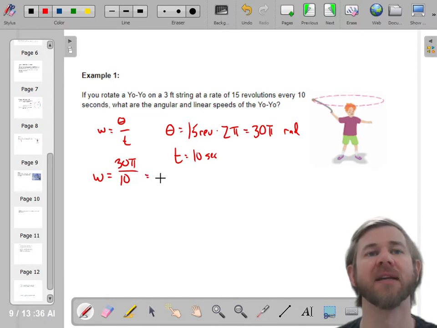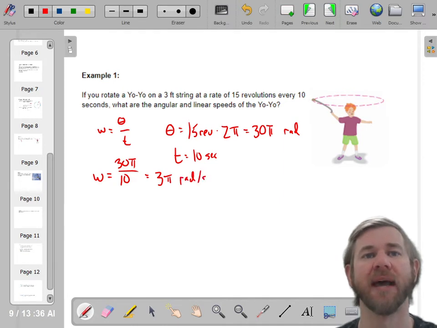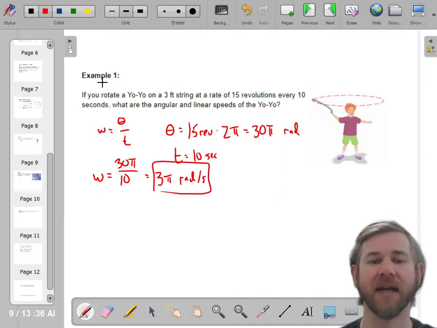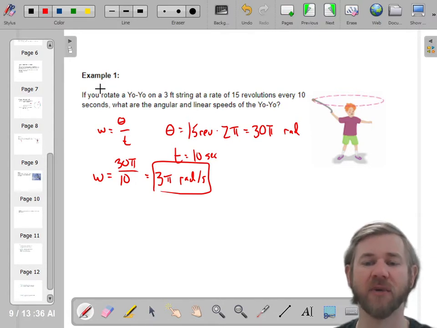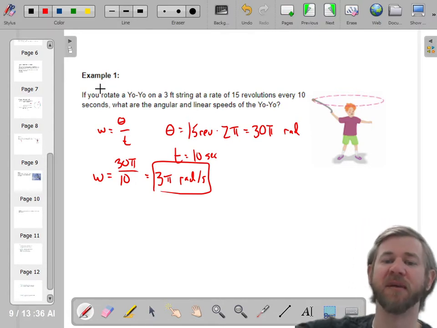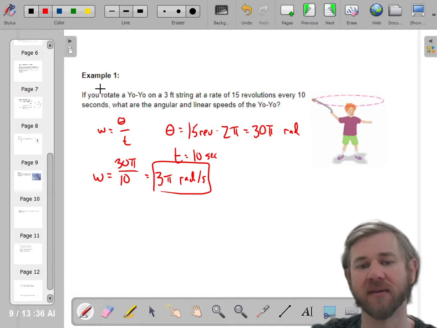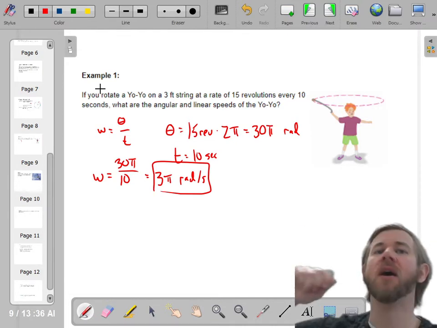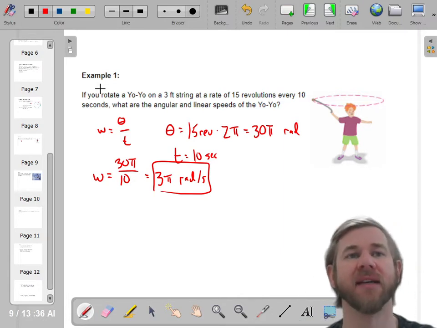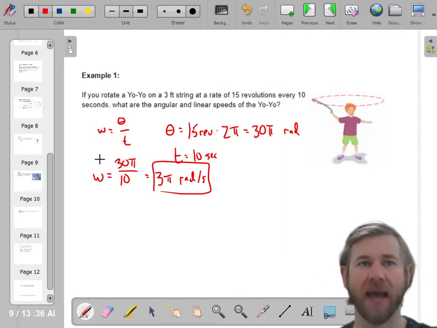This would be 3 pi, and the units are radians per second. So 3 pi radians a second. Every 1 second, he does 3 pi radians, which means he spins it all the way around and then half a revolution again, because pi is half a revolution. So all the way around and then one more half every second. That's his angular speed.